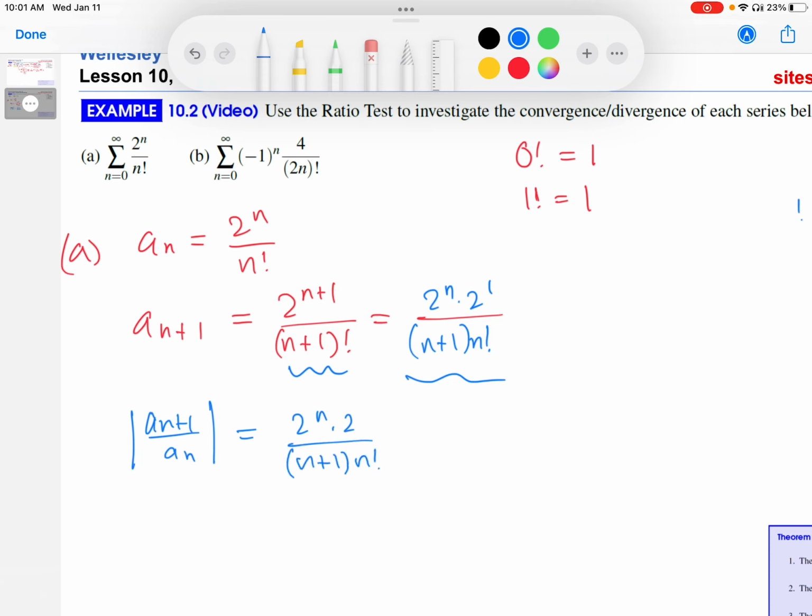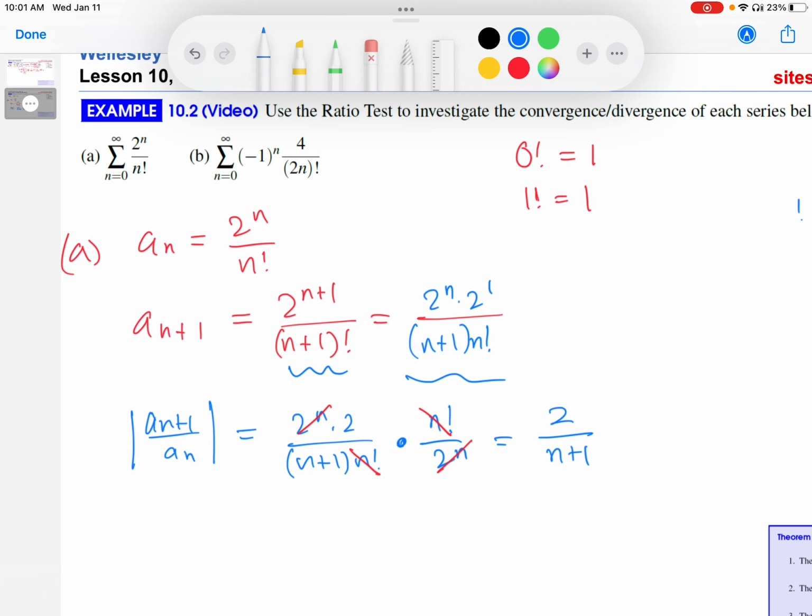And we are going to divide by an. Here's an, so that's the same as multiplying by the reciprocal of an, so n factorial over 2 to the n. Okay. And then you can see lots of things cancel, right? So the 2 to the n's cancel, the n factorials cancel. So what's left is 2 over n plus 1.